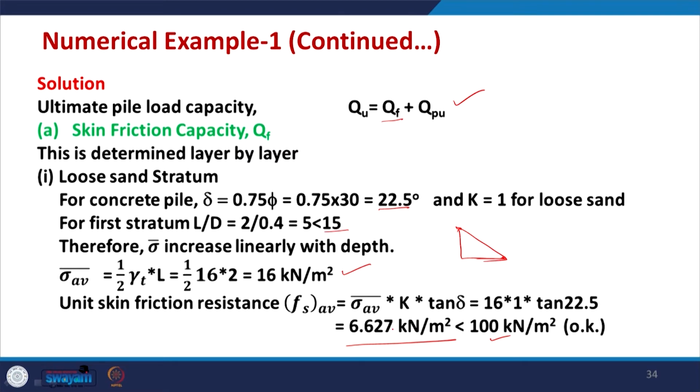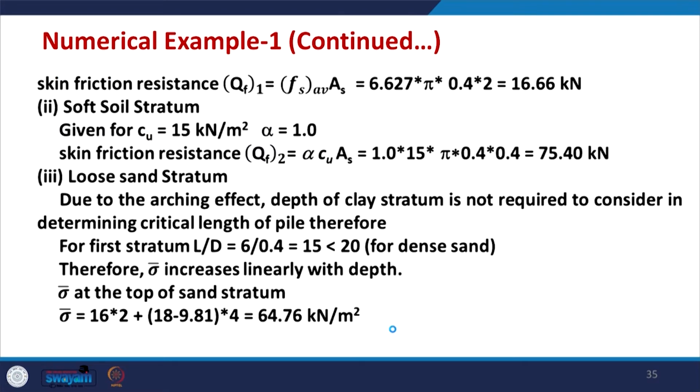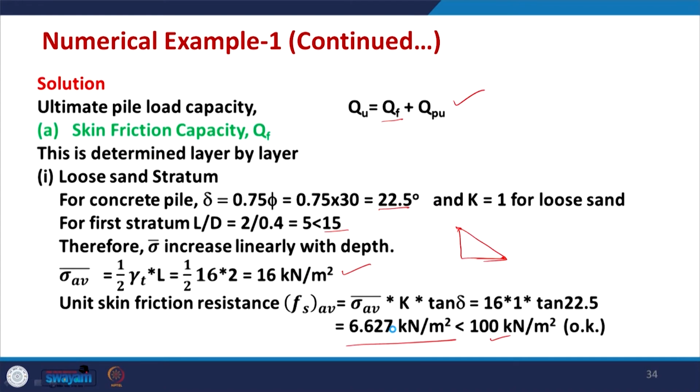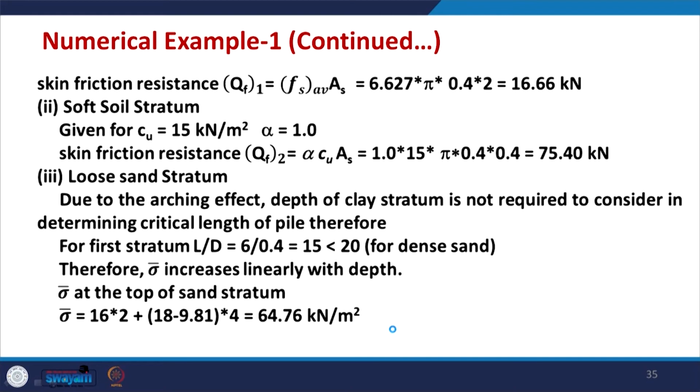So, we get the unit skin friction resistance for the first layer as 6.62, and with this you can find the total skin friction resistance Qf1 equals Fs average into As. That means just multiply with the surface area of the pile, pi into 0.4, the diameter, and 2, the thickness of that layer. Ultimately you end up with the first layer load of 16.66 kN.